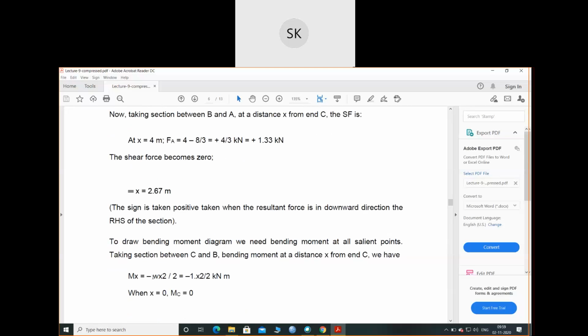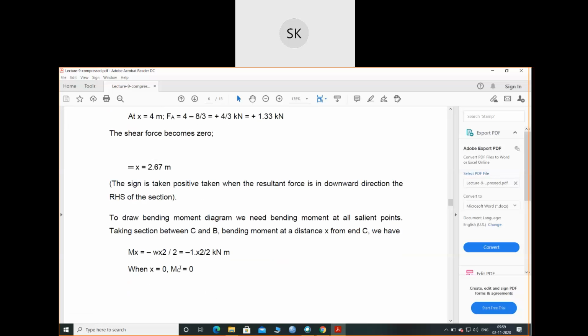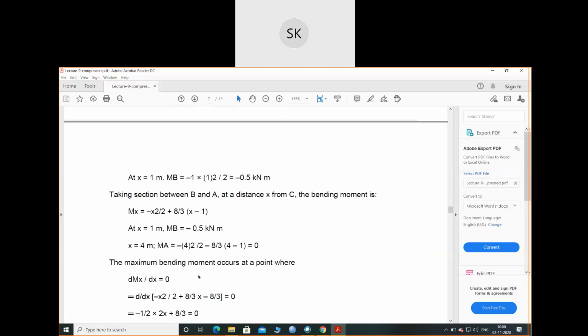In the same way, you have to take two sections to find the moment. This will be W into x by 2. If you place the value of x, you will get the moment. And we know at C, at the free end, the overhang part, the moment will be 0.